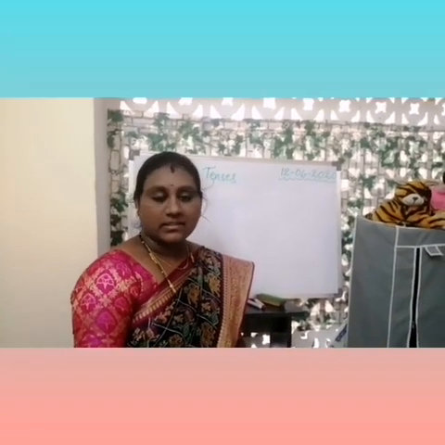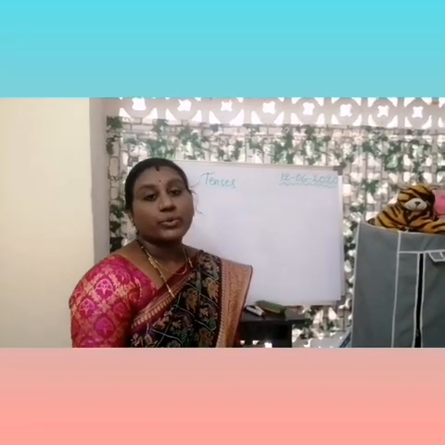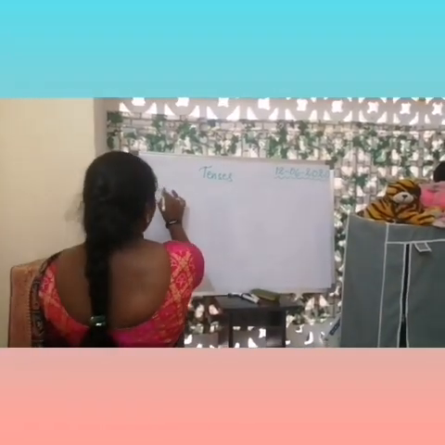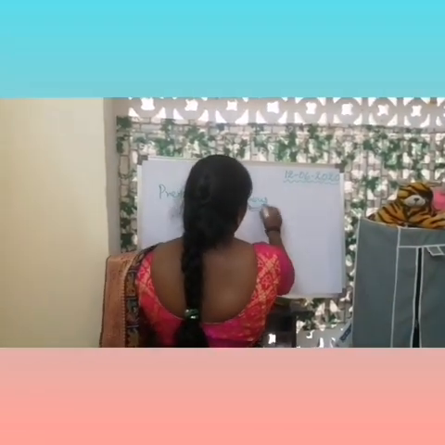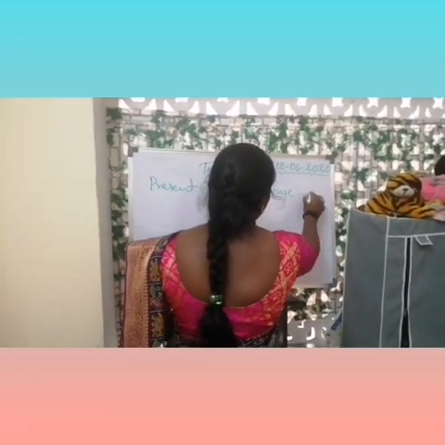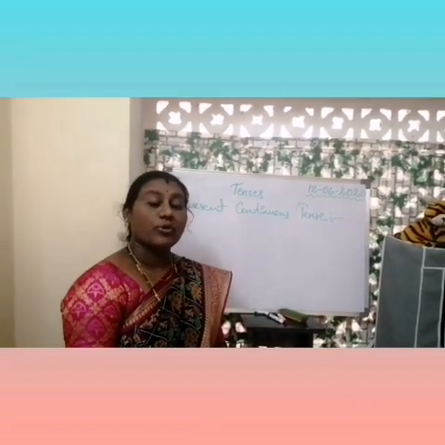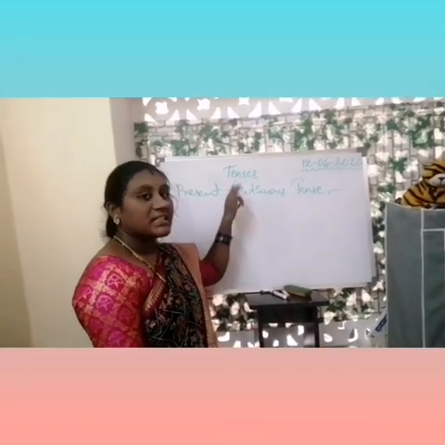As we discussed in yesterday's class, the types and classification of tenses, we have discussed simple present and present perfect also. Now today I am going to explain the third tense of our chart, that is present continuous tense, or it can be known as present progressive tense also. Both are allowed.